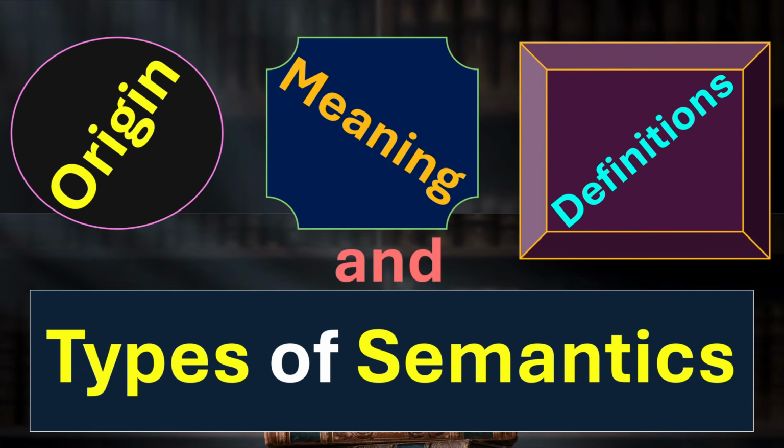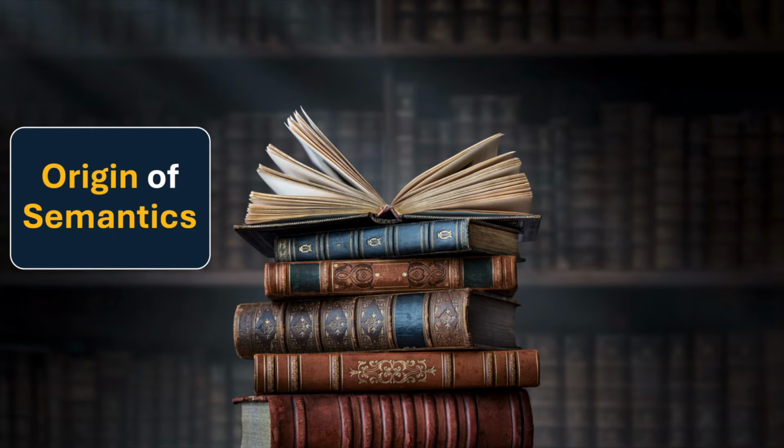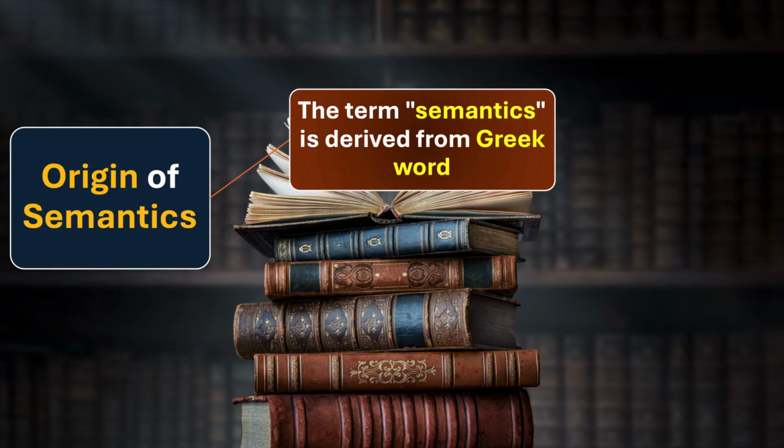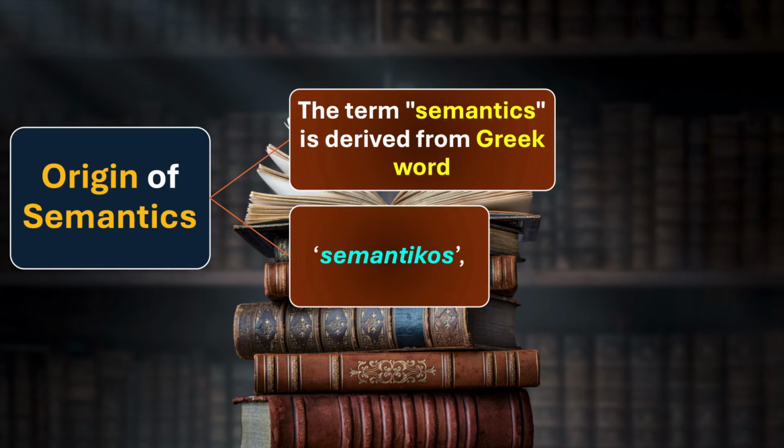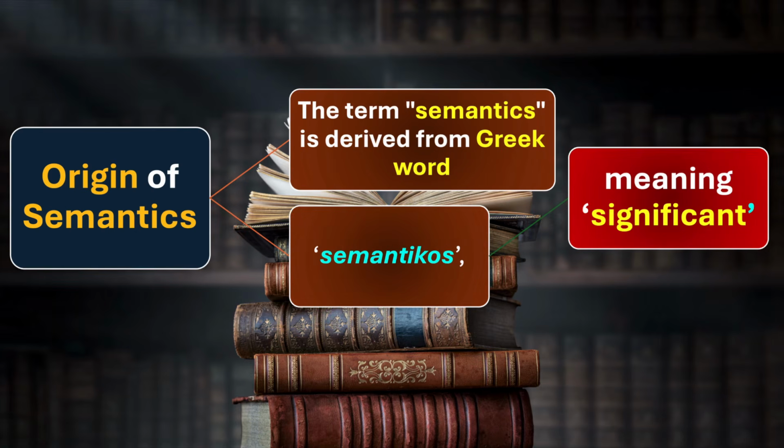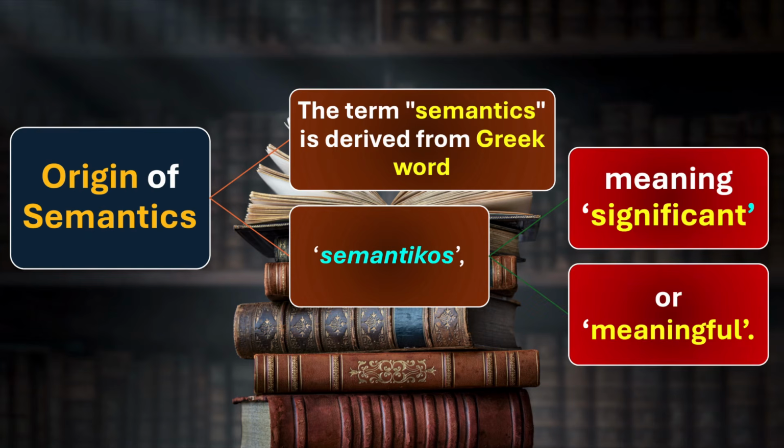Let's discuss the topic. Let's first talk about the origin of semantics. The term semantics is derived from the Greek word semantikos, meaning significant or meaningful. And what is meaningful is important. What is meaningful is significant. What is meaningful is to be understood in all its concept and idea. That is the point here.